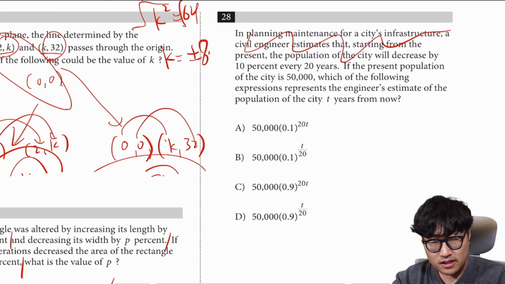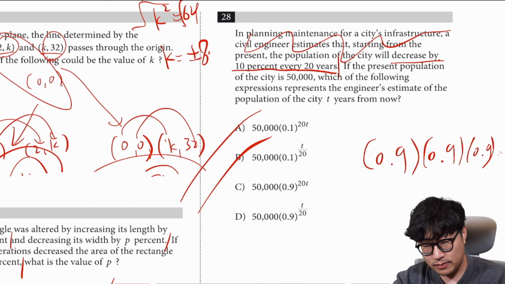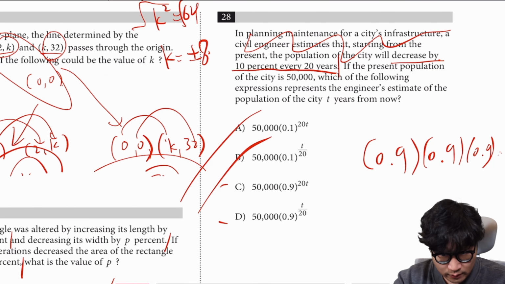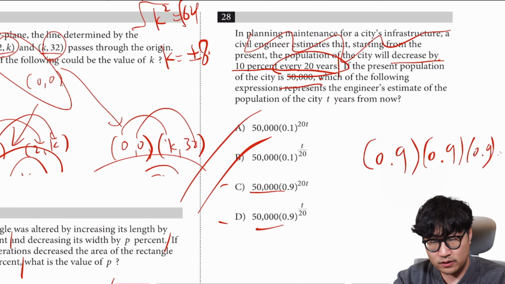blah, blah, decrease by 10% every 20 years. So it becomes 0.9, and then 0.9, and then 0.9 every time, right? Okay, so clearly it looks like not A and B. It's got to be either C or D. And then we start with 50,000, so they all have that here. The question is every 20 years apart.